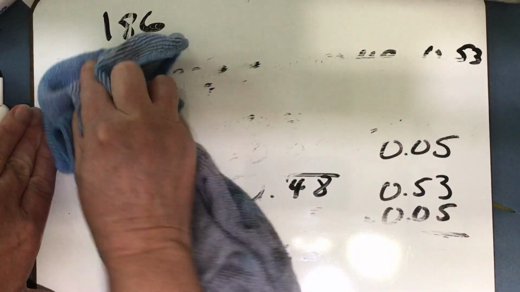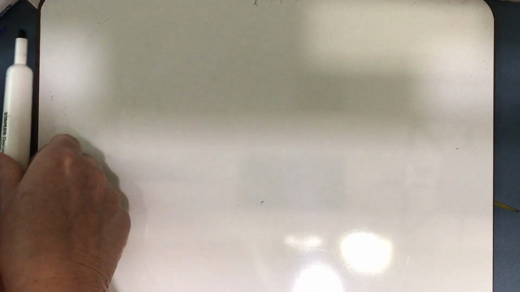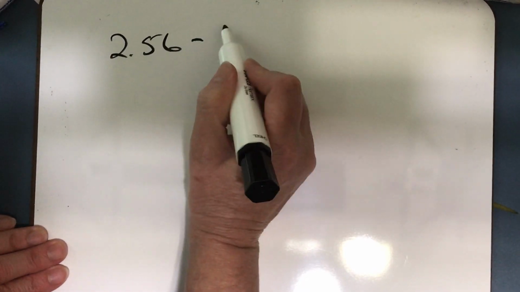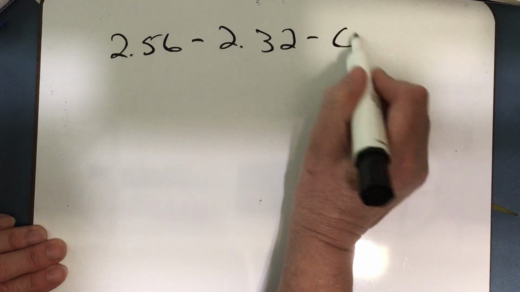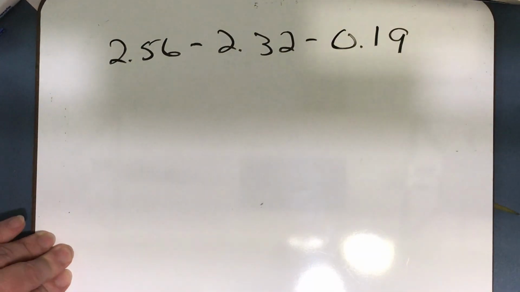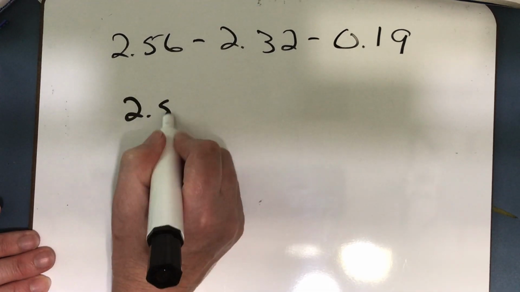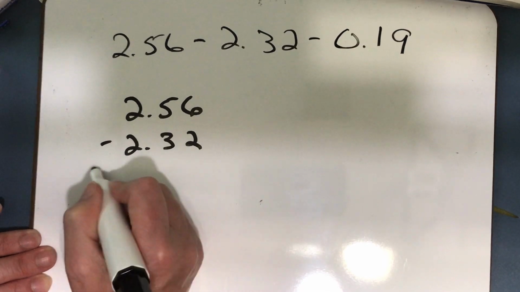All right, I want to go back to number 8. Because number 8 has 3 numbers in it. Okay, it says 2 and 56 hundredths minus 2 and 32 hundredths minus 19 hundredths. So you need to do two problems. You're going to start with 2 and 56 hundredths minus 2 and 32 hundredths.